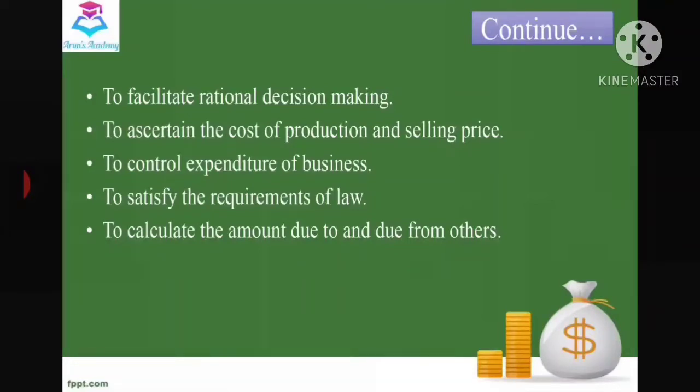Next, to satisfy the requirement of law. Accounting is not only maintaining the records and giving the information to the user, we also have to satisfy the requirement of law. With the rules and regulations, the principles of accounting, we should maintain the accounts. There are principles, rules and regulations on how to maintain the accounts, and we have to satisfy the law.